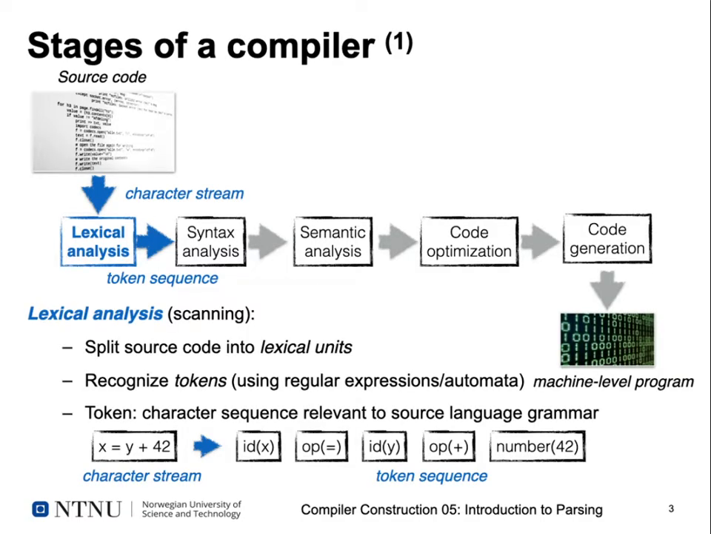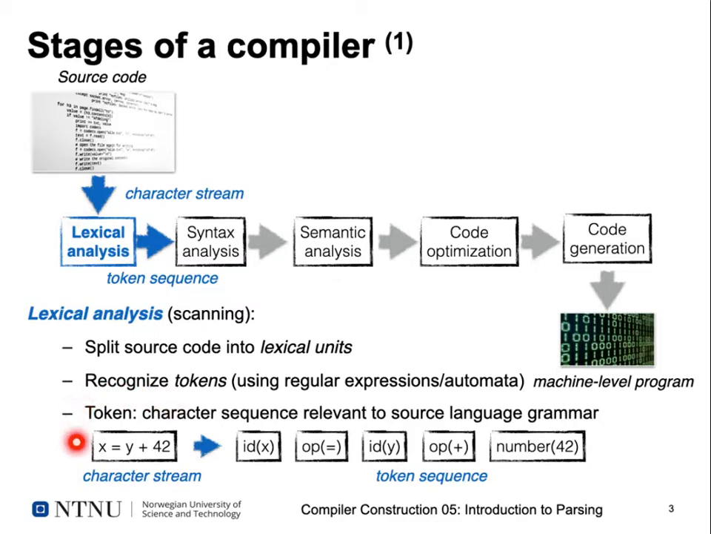So you've seen this diagram in one of the first lectures of compiler construction already. So this shows that we start off with some source code as a text file, which is just treated as a character stream by our scanner, by our lexical analysis. And in the previous lecture, we've seen that this lexical analysis returns a sequence of tokens. So it splits our source code into lexical units. It recognizes tokens using regular expressions or automata, as we've seen and constructed before. And we know a token is a character sequence relevant to the grammar of our source language.